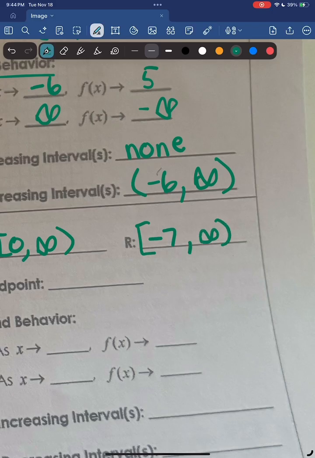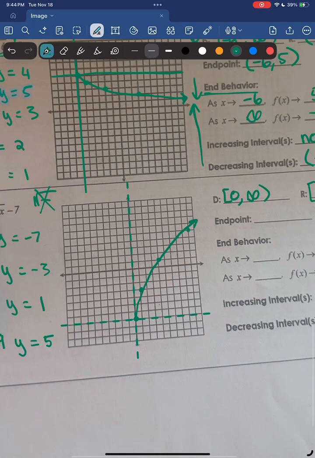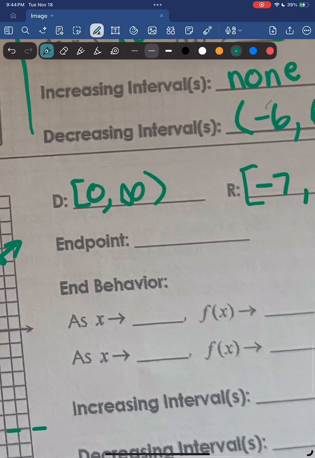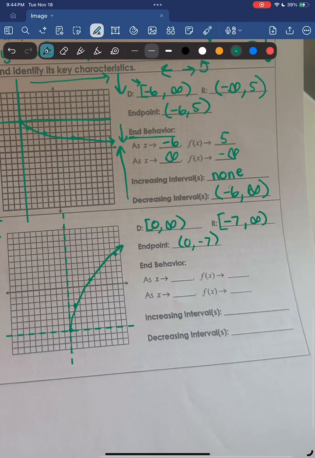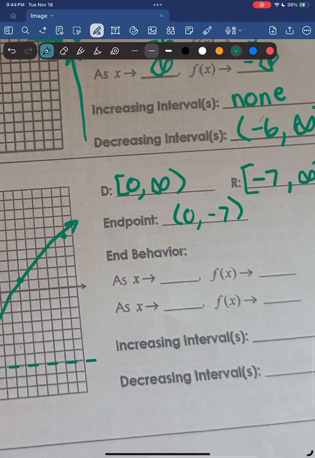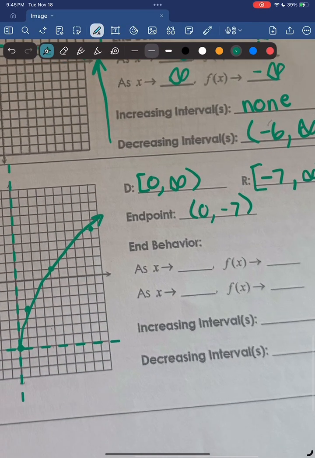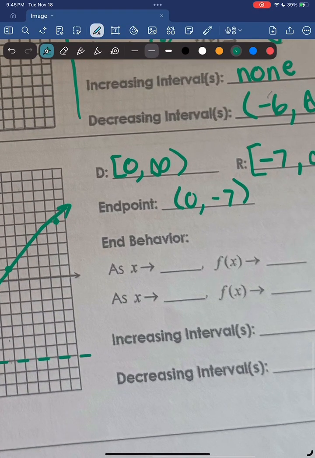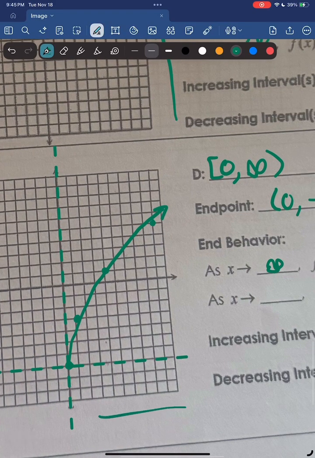Now our endpoint, because we can see where the endpoint is, where things start having problems, is (0, -7). So now, as x goes to infinity, right? As x goes to infinity, what happens to y? Y also goes to infinity.